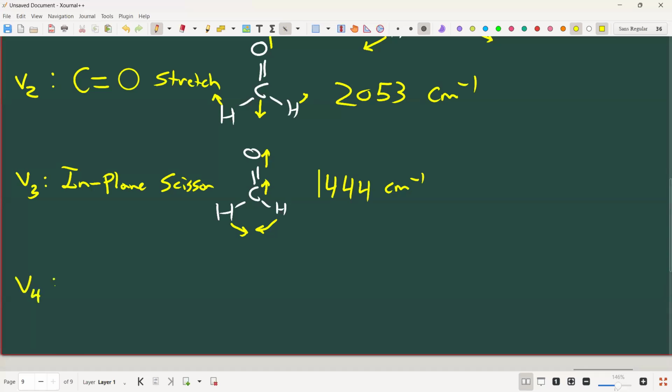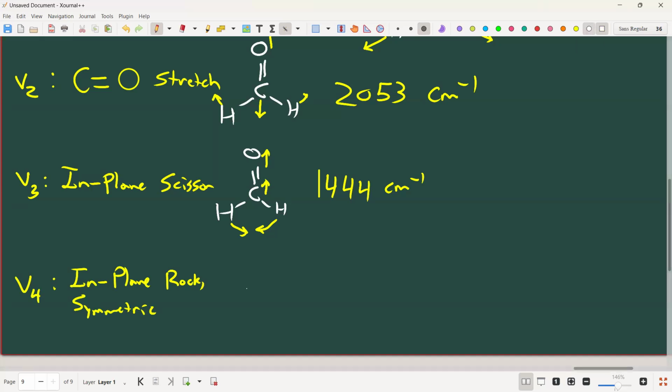ν4 is the in-plane rock, and it's a symmetric form. This one stretches out, this one kind of comes in, and to compensate for that big stretch, the rest of the thing rocks this way. This arm is extending out, this one's coming back in, and the rest of it is rocking like this.